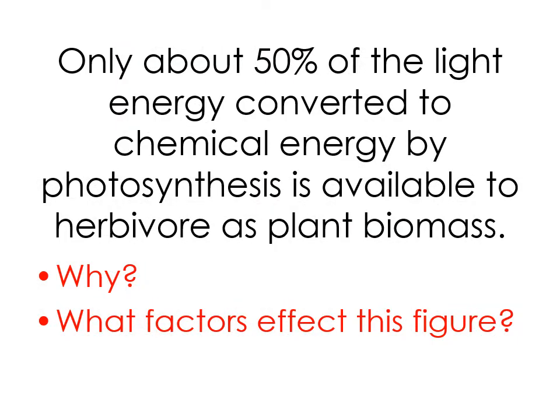Okay, so now I'm going to ask a slightly different question. So only about 50% of the light energy converted to chemical energy by photosynthesis, so that's the successfully converted to glucose energy, is available to the herbivore as plant biomass. So why? I want you to have a go at writing some ideas. Why? What factors do you think affect that figure?